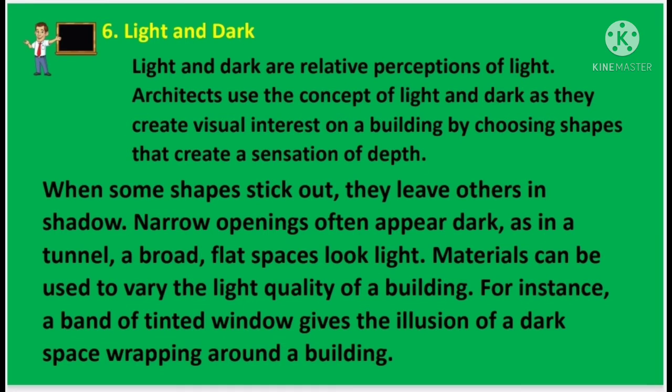We have also light and dark. Light and dark are relative perceptions of light. Architects use the concept of light and dark as they create visual interest on a building by choosing shapes that create a sensation of depth. When some shapes stick out, they leave others in shadow. Narrow openings often appear dark, as in a tunnel. Broad, flat spaces look light. Materials can be used to vary the light quality of a building. For instance, a band of tinted window gives the illusion of a dark space wrapping around it.